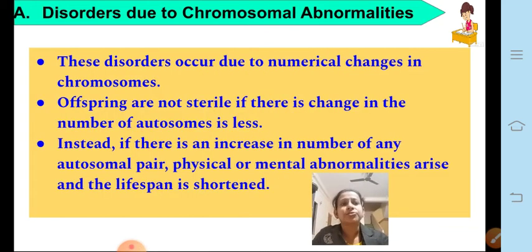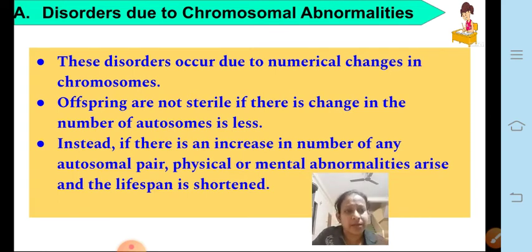So disorders due to chromosomal abnormalities occur due to numerical changes in the chromosomes. That means, as I mentioned to you, if the number increases or the number decreases, then these disorders will occur. And if this disorder is in the autosomes, those 22 pairs are called autosomes, whereas the last one is called the sex chromosome.